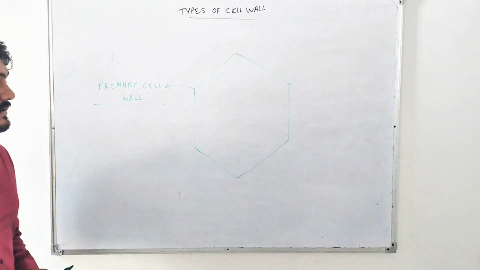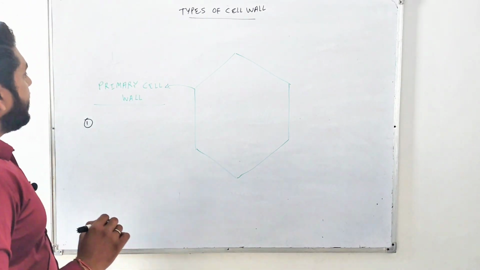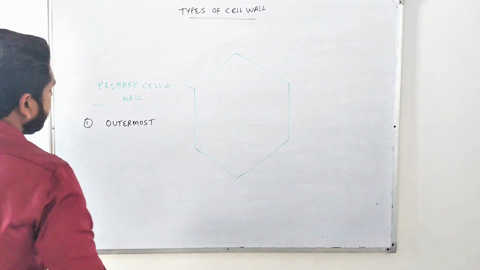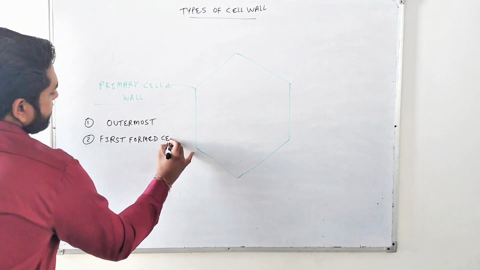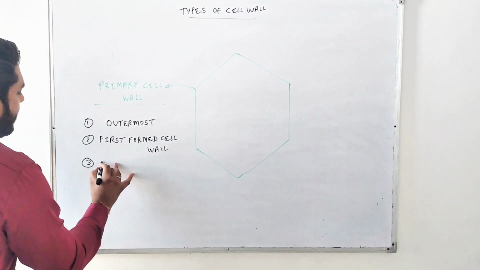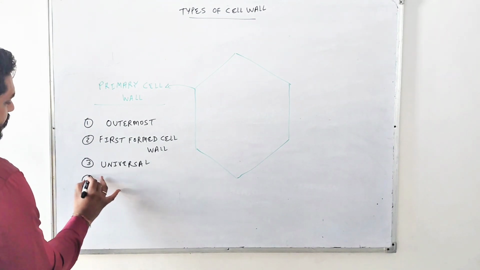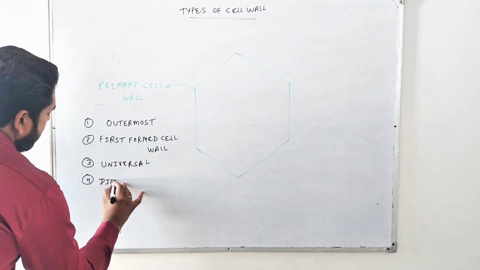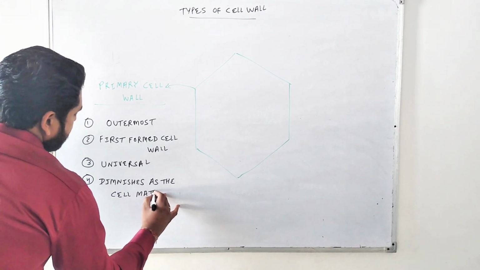Now this primary cell wall has some characteristics, yes or no? The first characteristic is that it comes very first in the plant life, and it is the outermost covering. So the first thing is that it is outermost. Next, it is first formed cell wall. So this is the outermost, first formed cell wall. Next, in all plants you will see the cell wall, so it is universal. Next, as the cell matures, this cell wall diminishes. It diminishes as the cell matures.